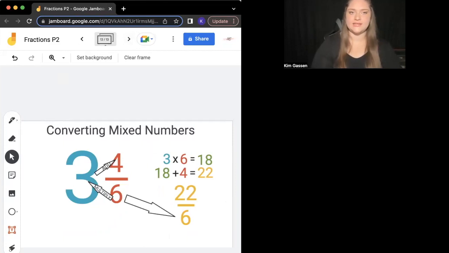3 and 4/6. All right, remember your times tables when we're doing these conversions, okay? So first we take our whole number and multiply it by our denominator. So 3 times 6 is 18, great job. And then we add 18 to our old numerator, which is 4. So that gives us 22/6. So does everyone understand? It can get kind of confusing, but we're just going to use this number for now, okay? So does everyone understand the difference between a mixed number, a whole number, and a fraction?